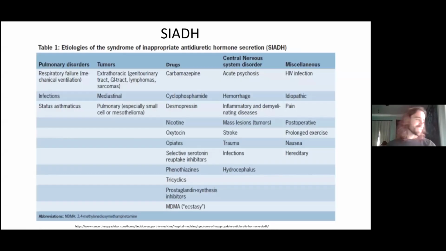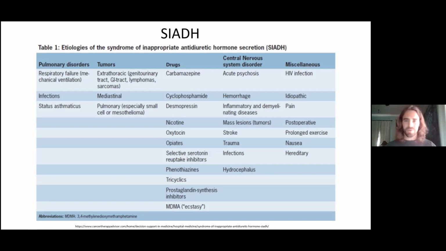But sometimes you don't want to risk that, so I didn't want to include it there. And then tumors, obviously. Classically we hear about lung cancer, small cell lung cancer in particular. Drugs: we typically see SSRIs, but as you can see here, opiates are a common cause of SIADH. Essentially so many things that we give hospitalized patients can cause SIADH.